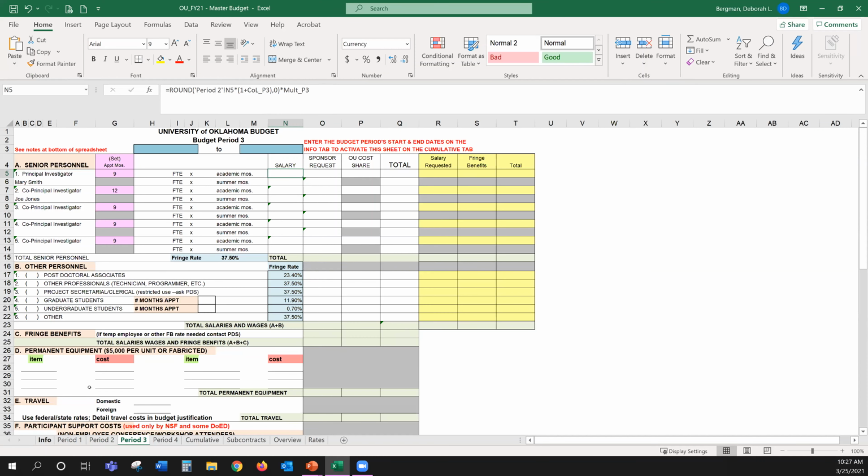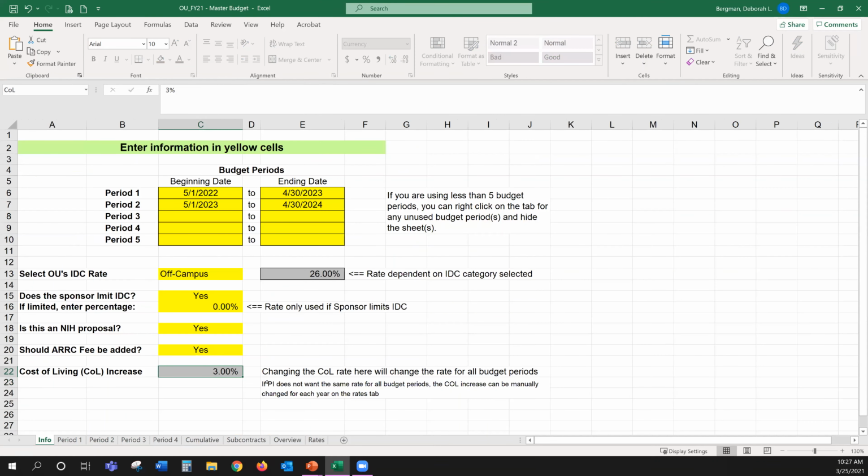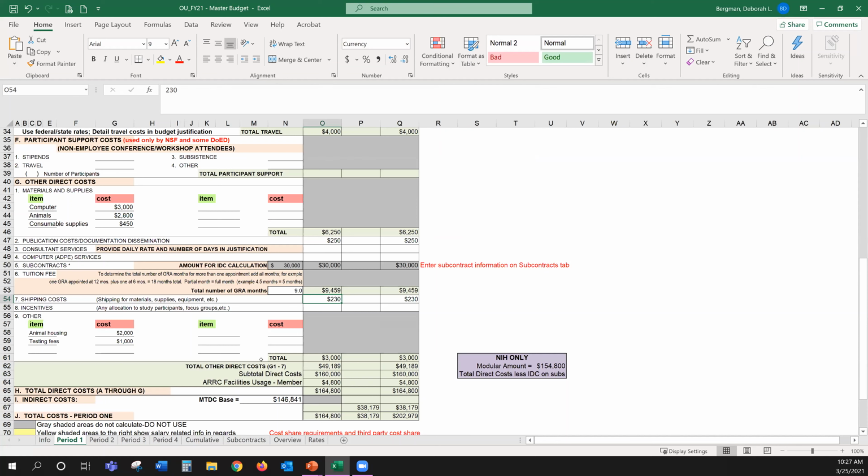And the cost of living on the info tab is really just a shortcut to say I want the same for all the years. I don't know if you're going to know this right offhand, because I know that we're having a meeting about this, I think this afternoon, but does a percentage of the collected IDC come back to the department? And if yes, what are the restrictions for spending the funds? Do you know that right offhand?